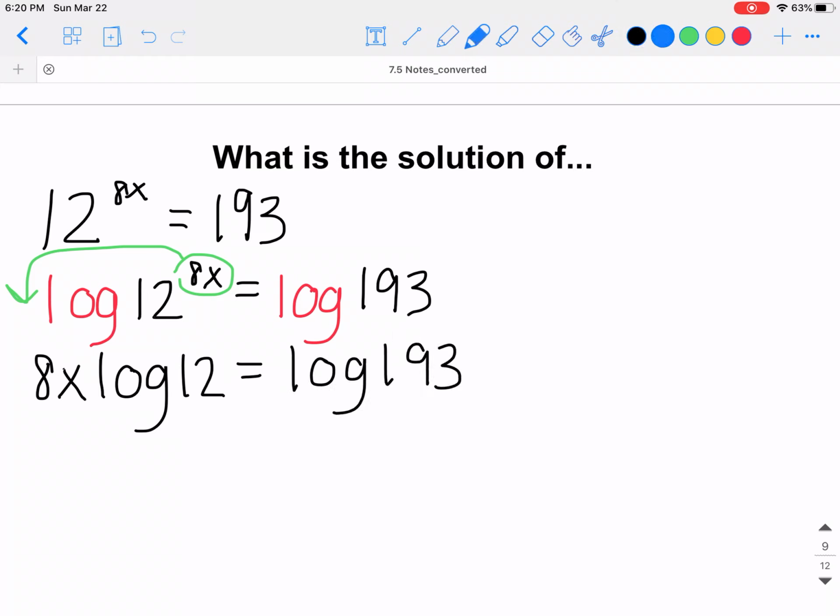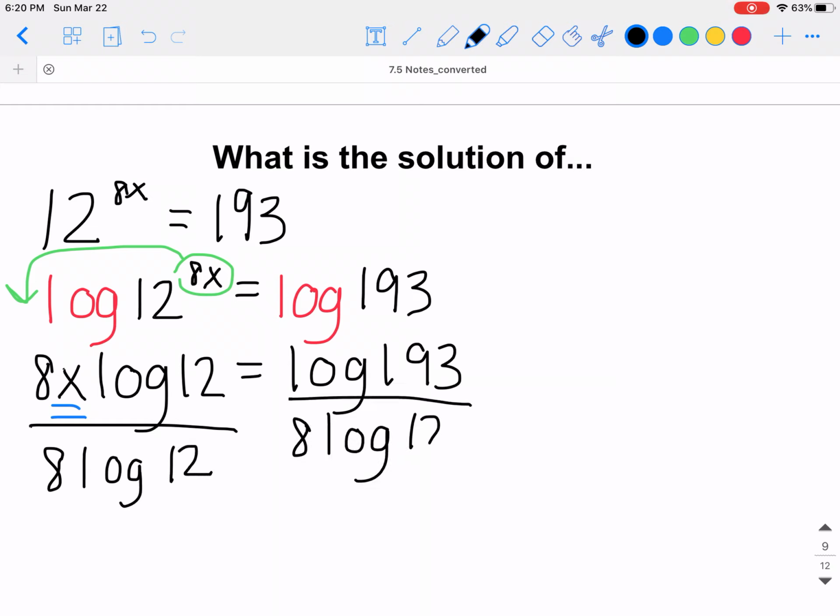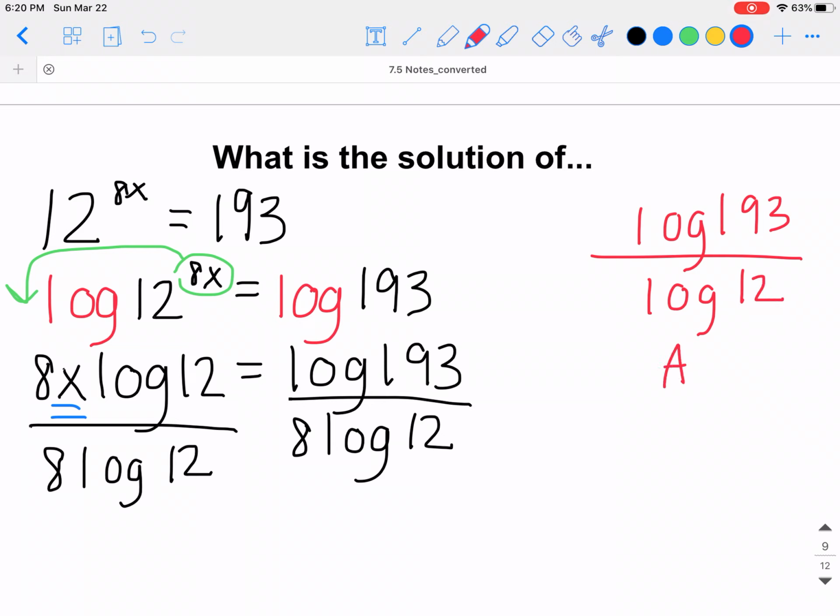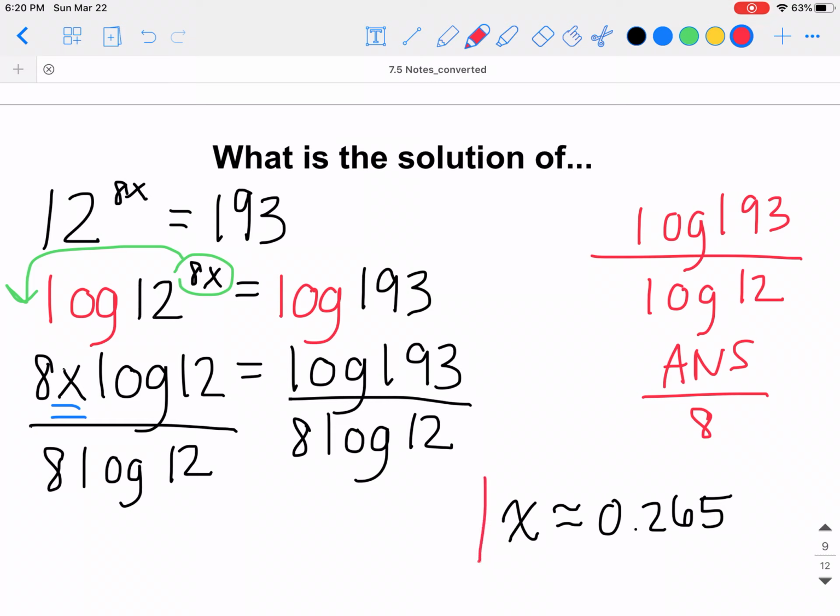Now, to solve, we need to isolate x, so we're going to divide both sides of our equation by 8 log 12. From here, you can plug into your calculator. So you can do log 193 divided by log of 12. Once you solve for that, you're going to take your answer and divide by 8. After you plug in, you're going to get an x value of approximately 0.265, and that's our final answer.